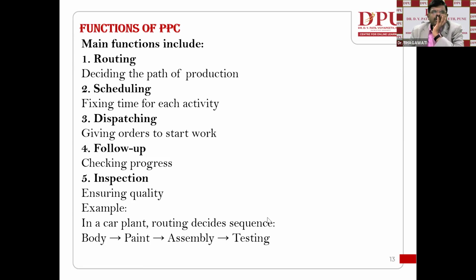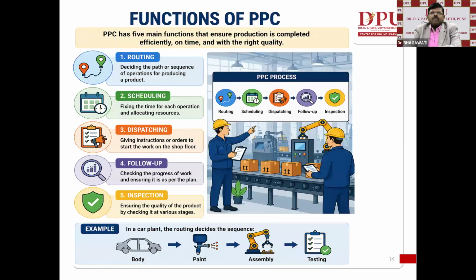So for the car plan, what is the routing? You decide the sequence. The car body will be there, then the painting activity, then they assemble, then they test whether the assembled car is proper or not. These are the functions.